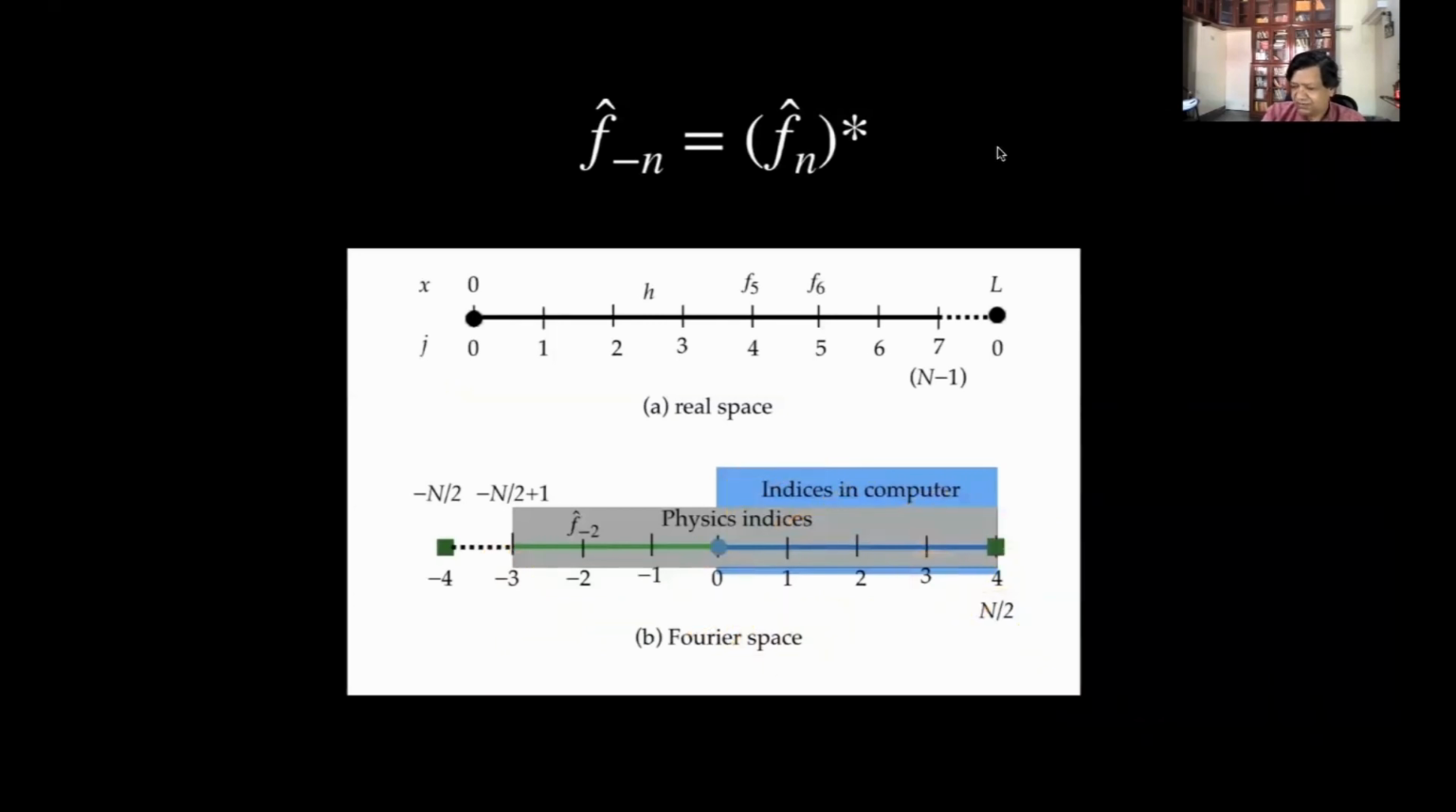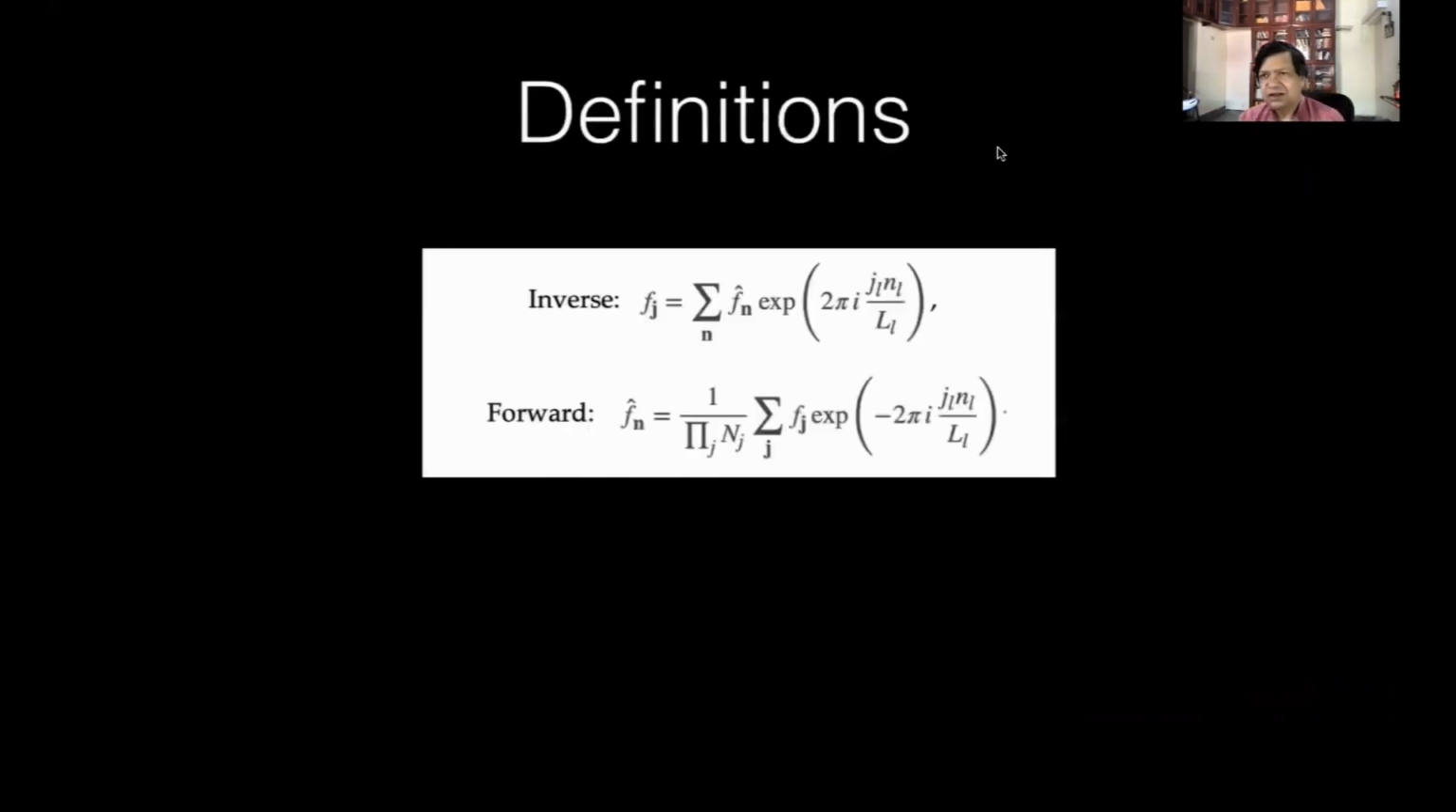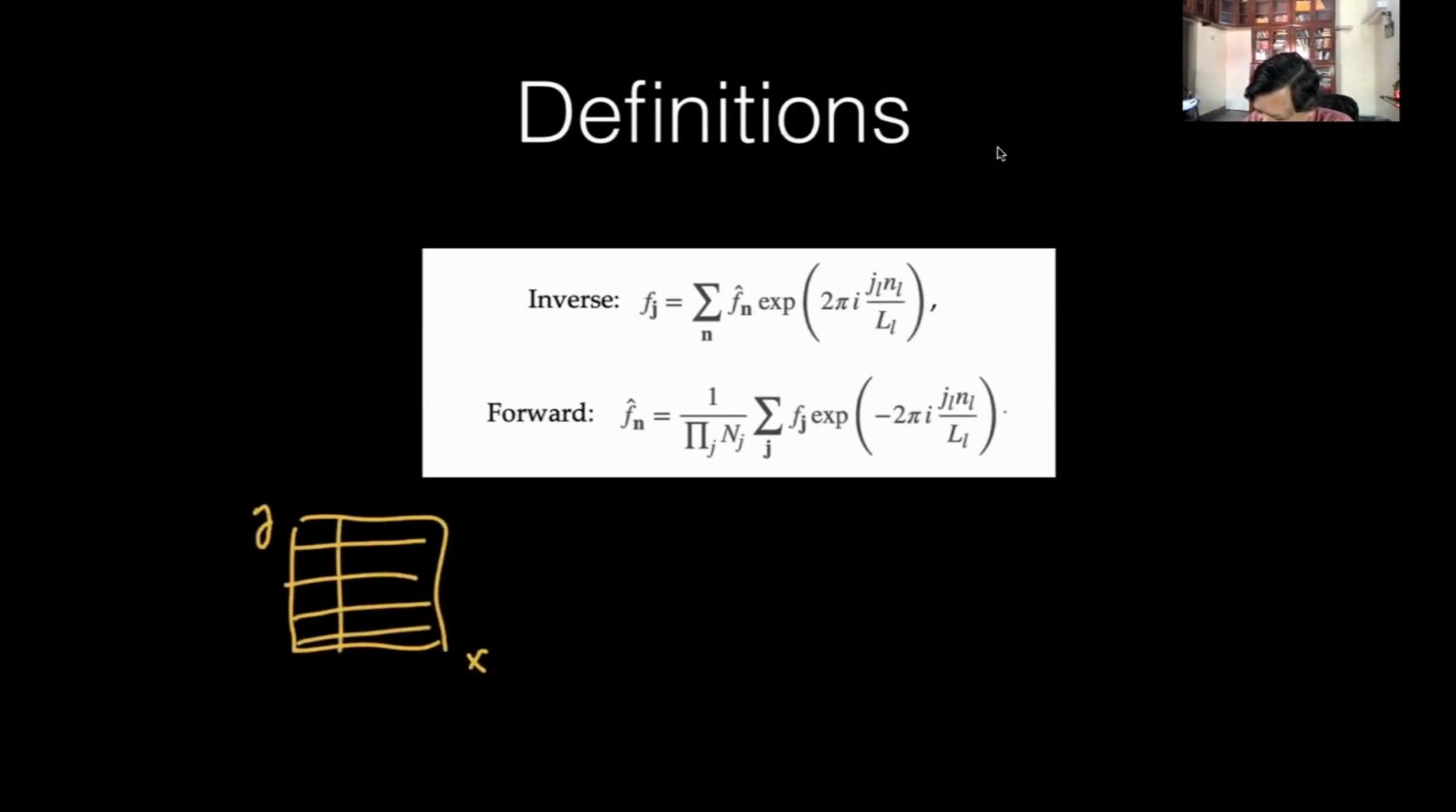Now let's look at 2D. What happens in 2 dimensions? In fact, this holds for any dimension, so we can easily generalize it. Let's say in 2 dimensions we have x and y, so you make a grid of the real space. Now instead of j, I'll have jx and jy, so indices along jx and jy.